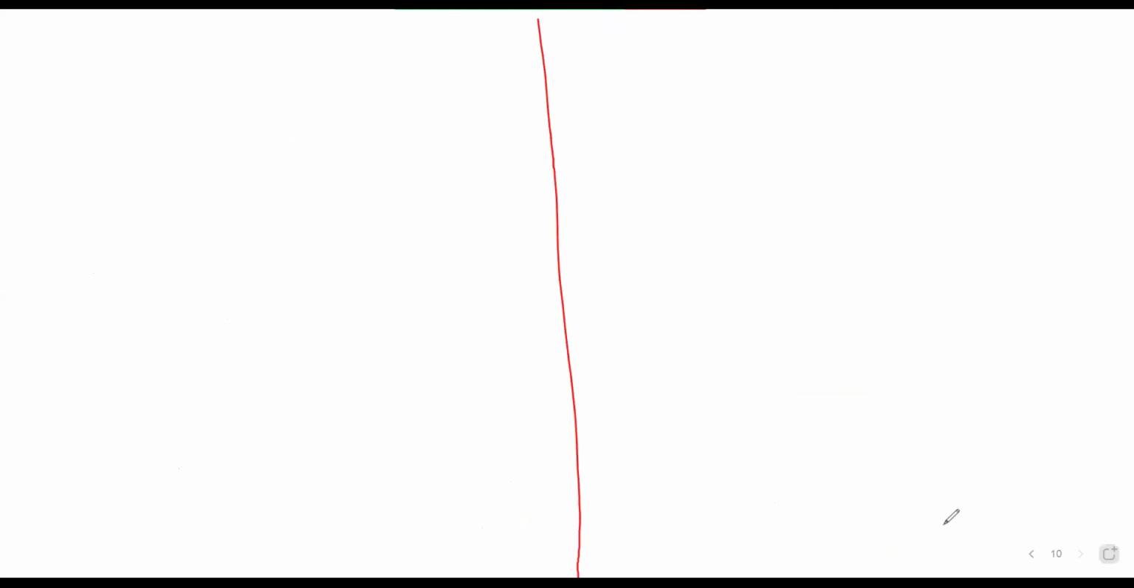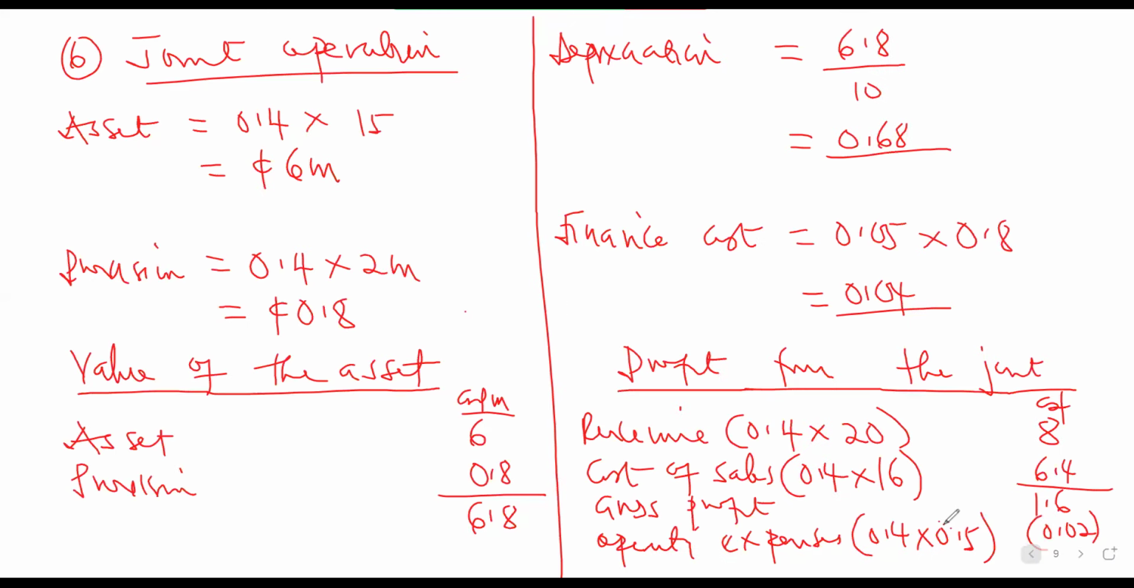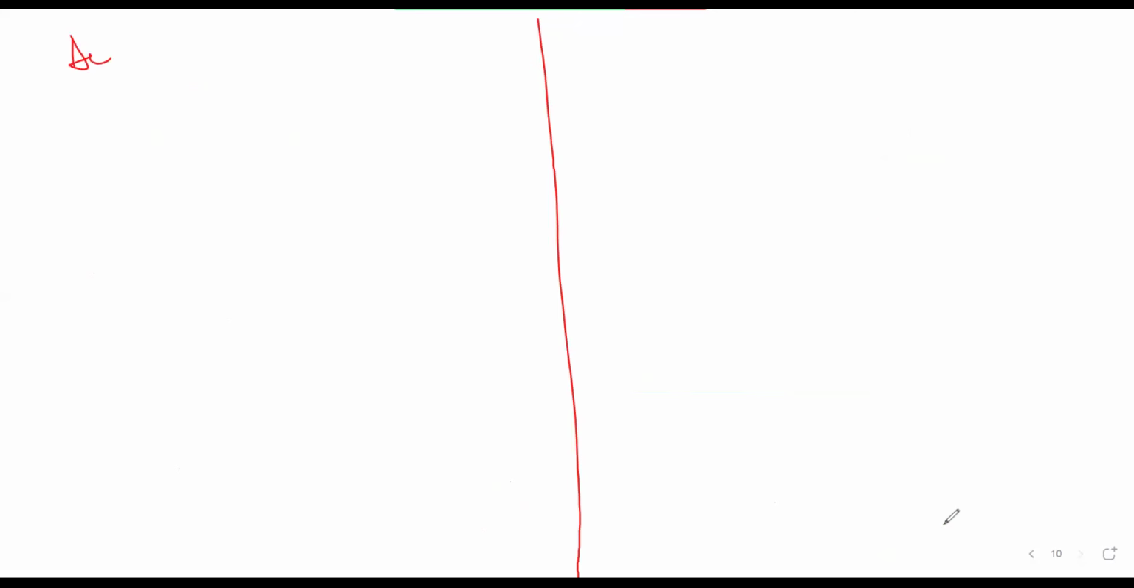So let's bring the depreciation. I got 0.2. Okay. So the depreciation and the finance cost, they are all relating to the joint operation. So we can net them against the profit that we are going to be getting there. So we have a depreciation figure of 0.68. Then you have the finance cost of 0.04.